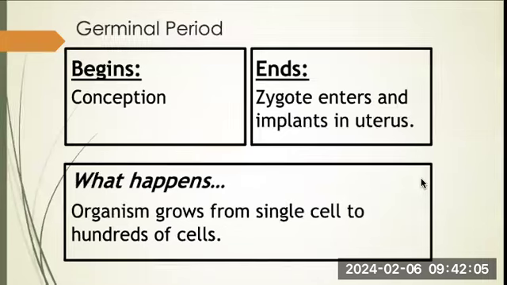Something to keep in mind is that a lot of things can actually go wrong in just this first period. And so there are many women who are pregnant and don't know that they're pregnant, because if the zygote does not implant correctly in the uterus, then it's not going to continue. The pregnancy will terminate. So the germinal period is a really important one, because if that zygote or the blastocyst at that point does not implant in the uterus, the pregnancy will terminate at that point. Any questions about the germinal period?